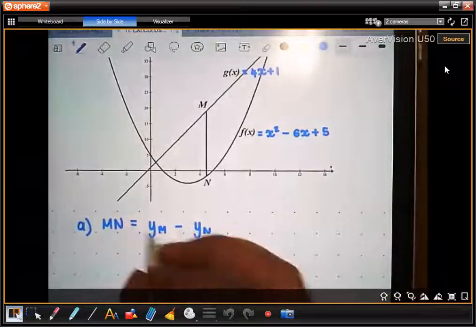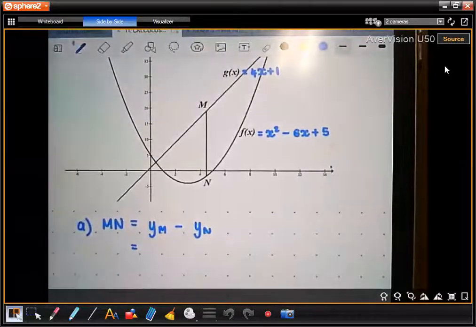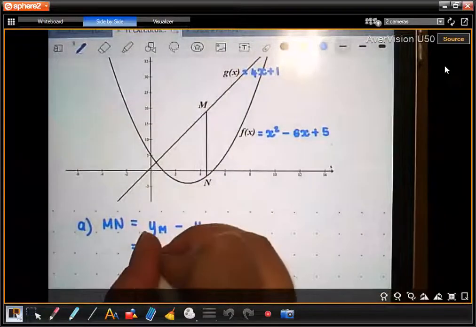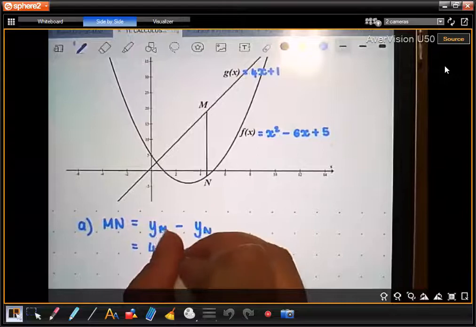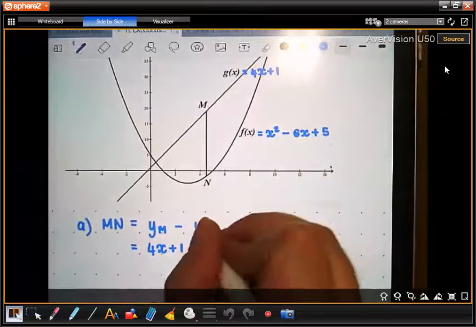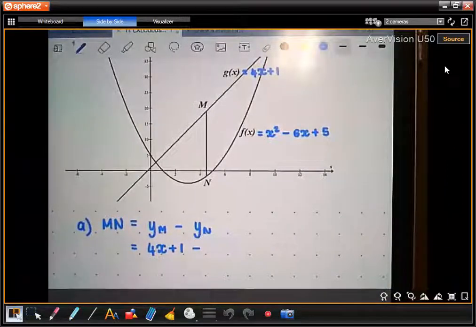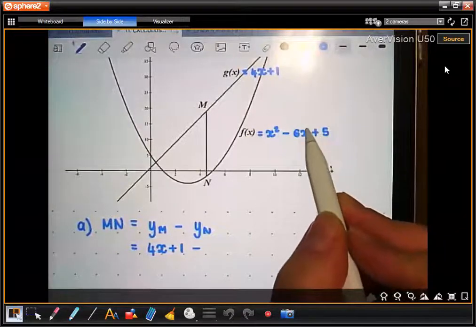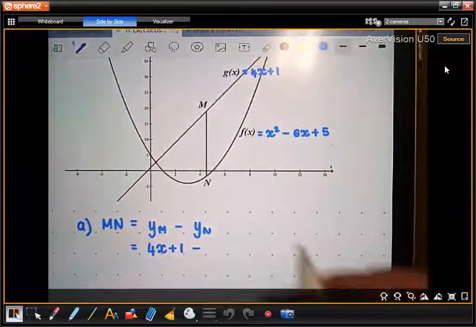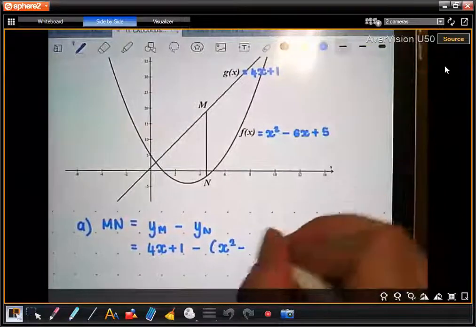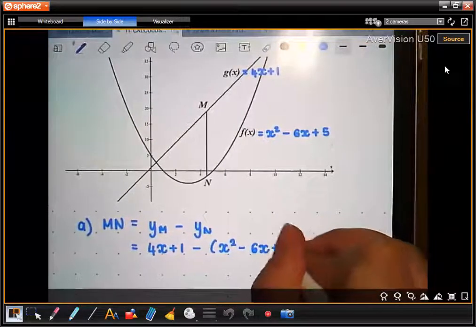So what we're going to do is we're going to say what graph does M lie on again? M lies on the straight line. So we're going to do the equation of the straight line at the top. That's the higher value, the higher point, minus, to get an expression for the y value of point N, we take the equation that N is on. All right, so the equation of the graph. So that is, in brackets, please, very important, x squared minus 6x plus 5.